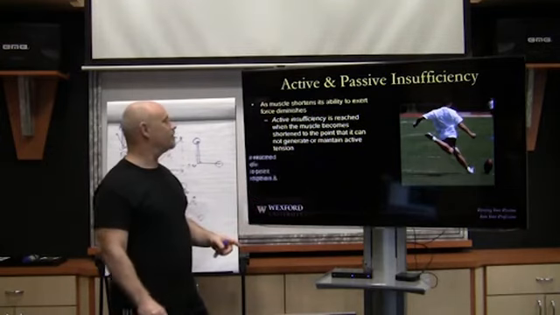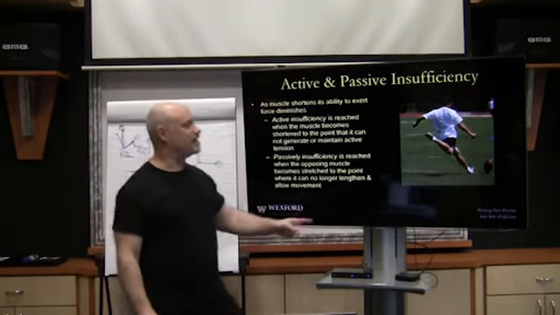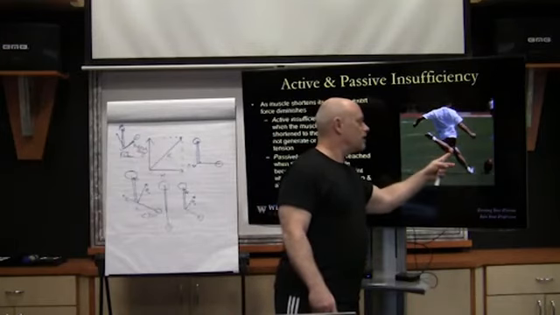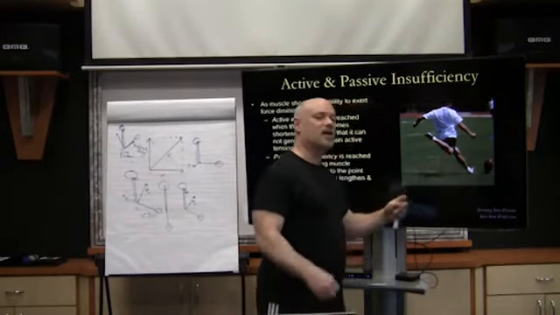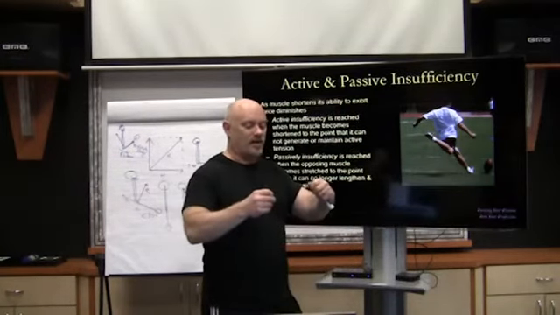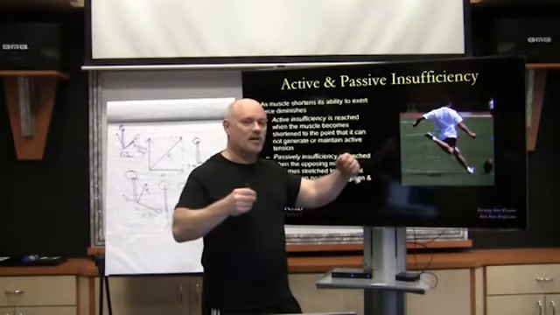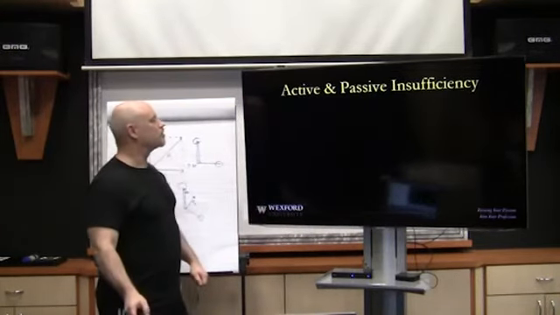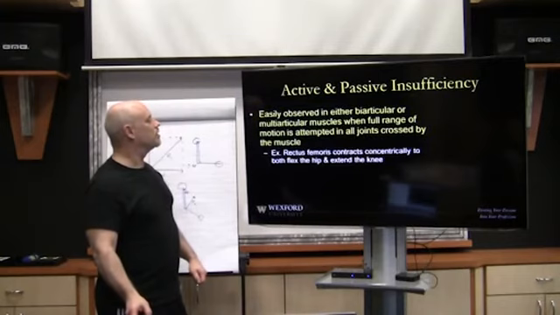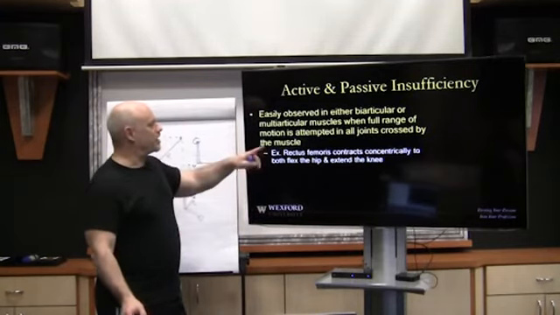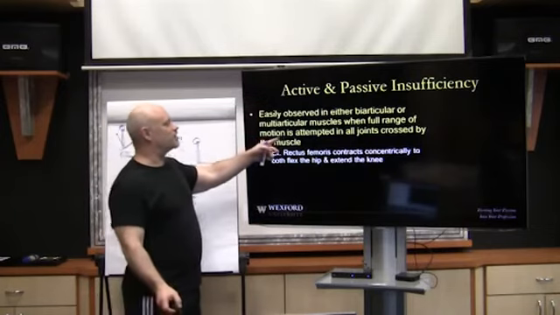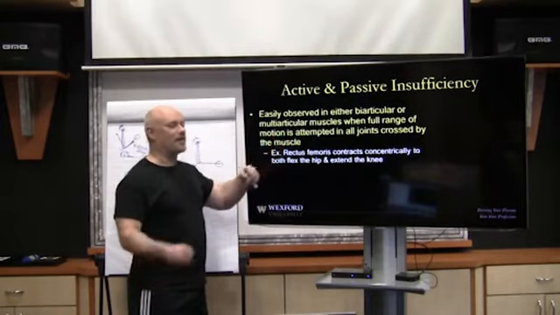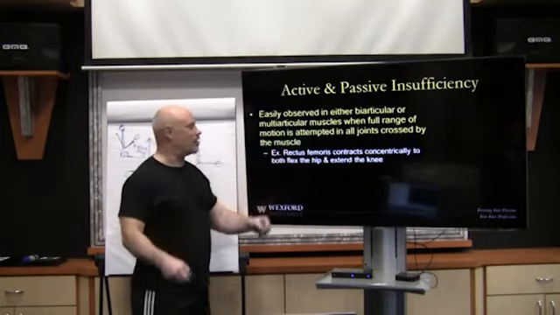But on the other side, passive insufficiency: the rectus femoris is lengthening at both joints that it crosses, but it can't lengthen all the way because if both sides lengthen, there's only so much you can lengthen at both joints. So the range of motion is going to change. We earlier observed that with biarticulate or multiarticulate muscles, when full range of motion is attempted at all joints crossed by the muscle, it can't be done. It just can't be done. When it crosses two joints, it can't be lengthened all the way.